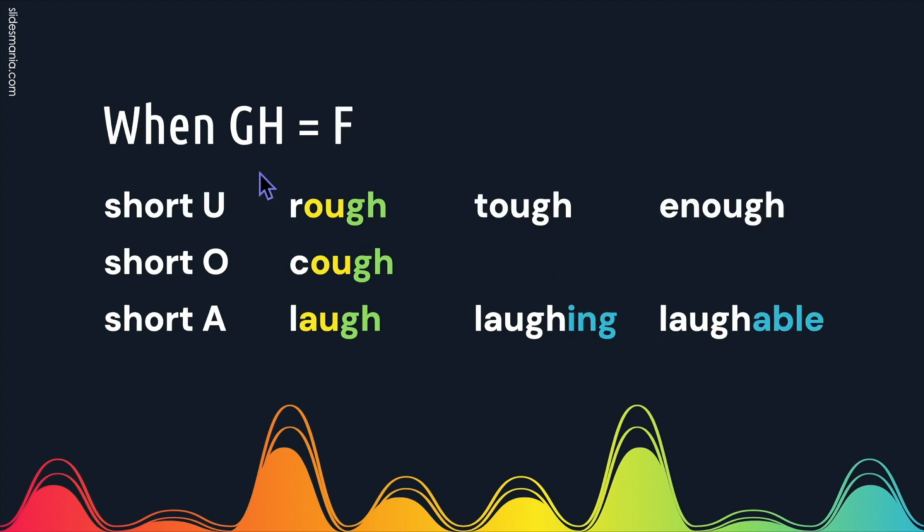There are a few words where GH has the sound of F. In these words, the OU will have a short U sound. So we have rough, tough, enough. In this word, we have a short O sound, cough. In these words, AU, rather than having its normal sound of ah, will have a short A sound. So we have laugh, laughing, and laughable. Notice we can add suffixes and it does not change the sound of the vowel.